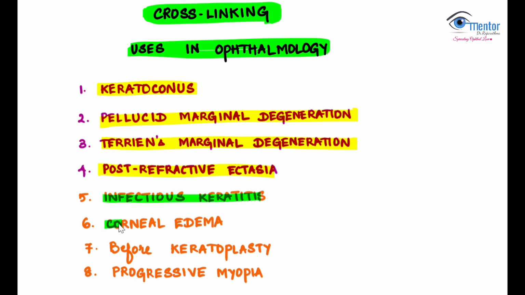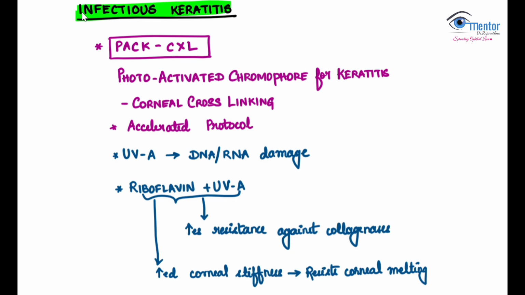Infectious keratitis, corneal edema before keratoplasty, and progressive myopia. So let's see how cross-linking is used in the other four conditions. Infectious keratitis. In infectious keratitis, when corneal collagen cross-linking is used, it's got a specific name which is called PACCL, which is photoactivated chromophore for keratitis PAC, corneal collagen cross-linking CXL. In this particular version, we use the accelerated protocol.